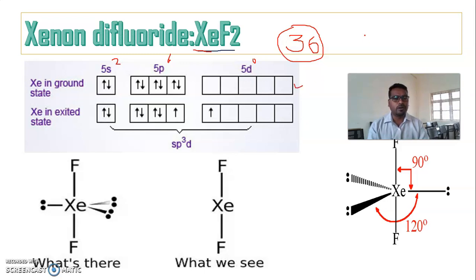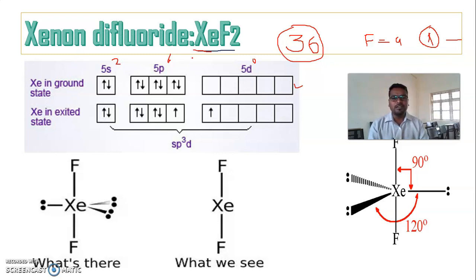And you also know fluorine. The atomic number of fluorine is 9. If you write the configuration of fluorine, it has only one unpaired electron in the 2pz orbital. So it has only one unpaired electron. That's why it can only form one single bond. So this is the configuration of fluorine.